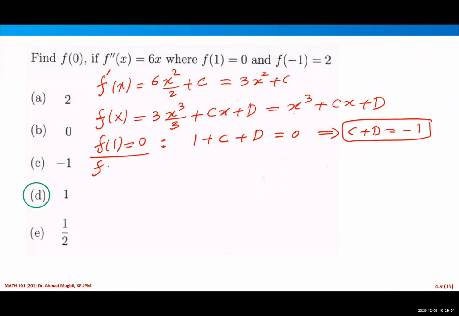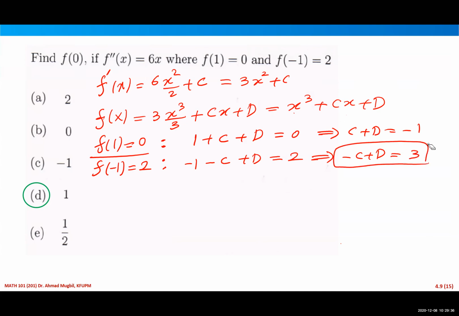Now I will use the other given condition, that the value of the function at -1 is 0, which means that if I put x equals -1, what will we have? -1, negative c plus d equals 2, not 0. Thank you. Equals 2. This means that negative c plus d, moving this to the other side, equals 3. So this is the second equation now.